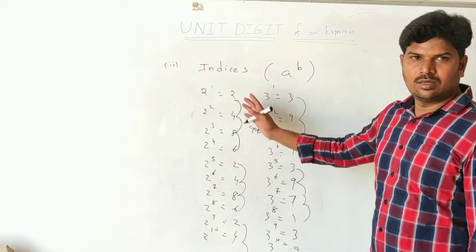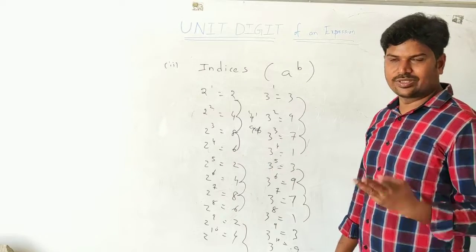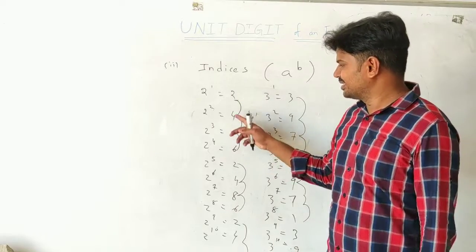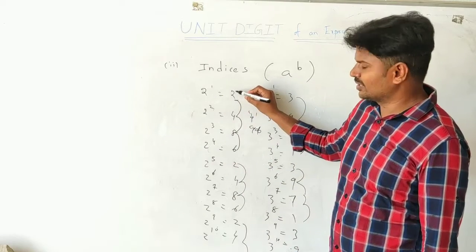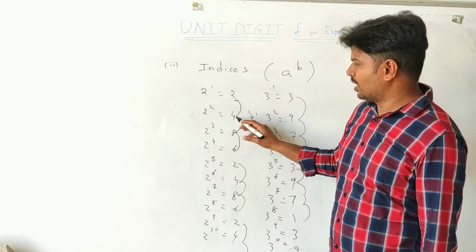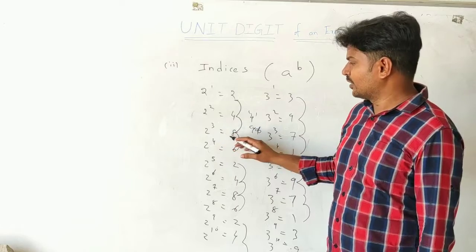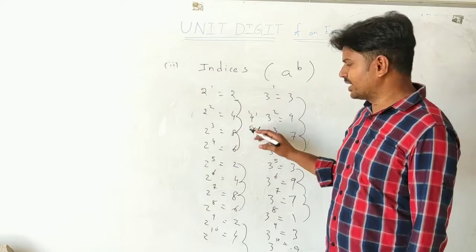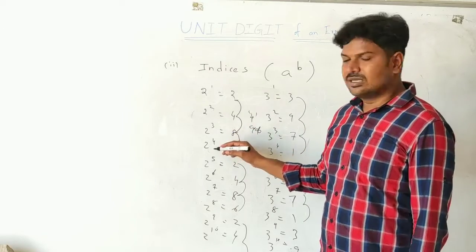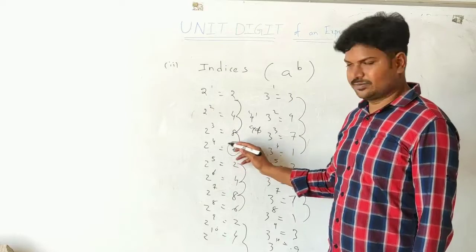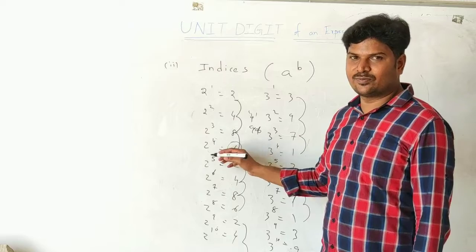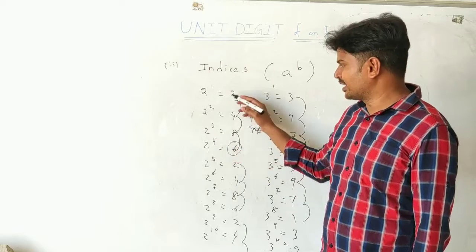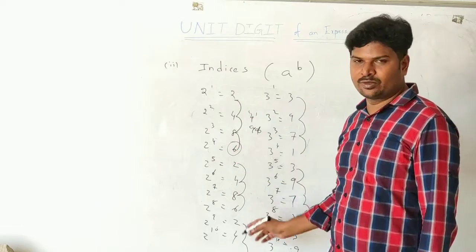From here we get 3 conclusions. One conclusion is this is a 4 cycle. If the remainder is 1, the answer is 2. If the remainder is 2, the answer is 4. If the remainder is 3, the answer is 8. If the remainder is 0, the answer is 6. Got it? You won't get a remainder of 4, because we are checking for multiples of 4. It gets repeated every 4 times.